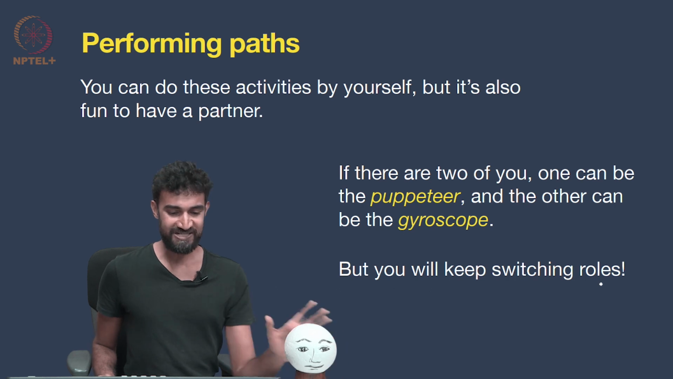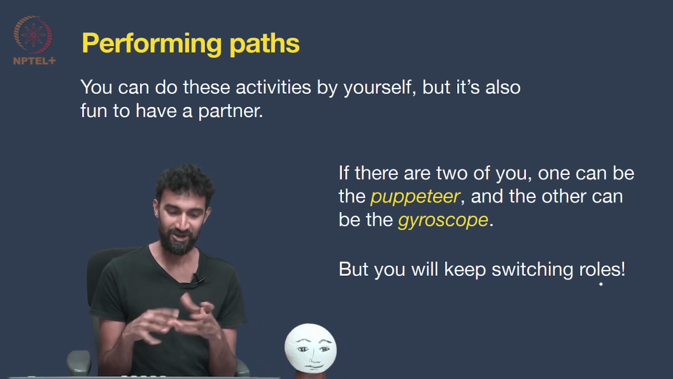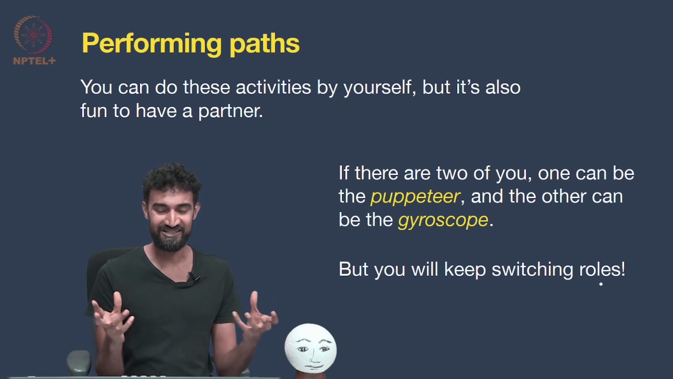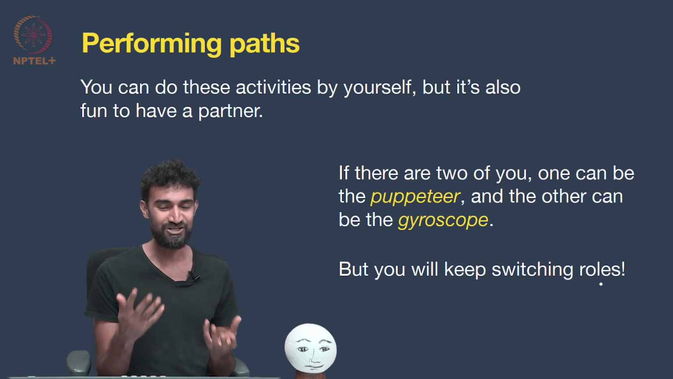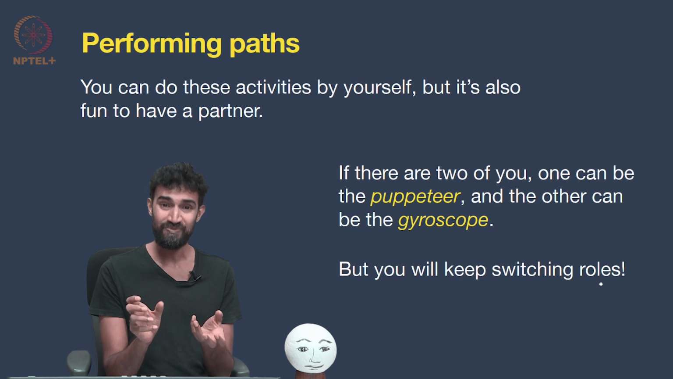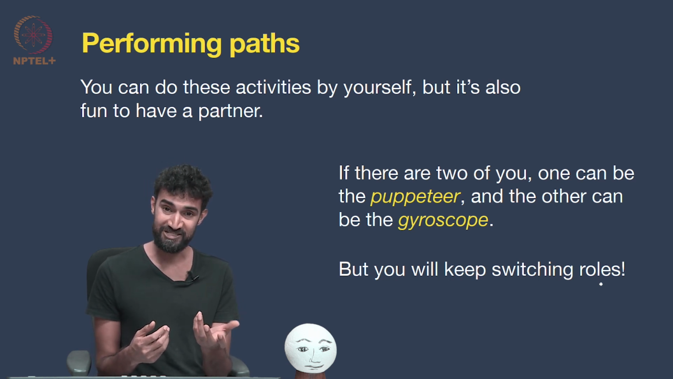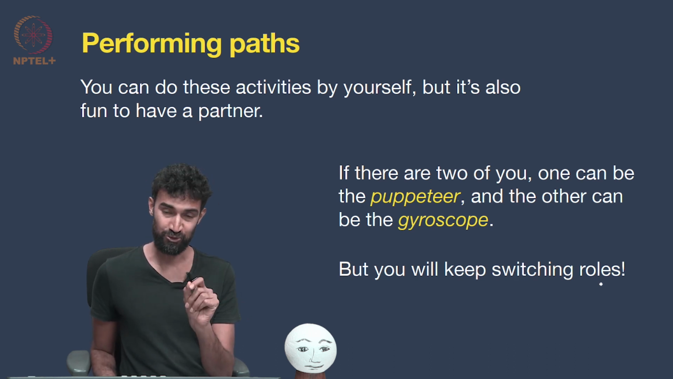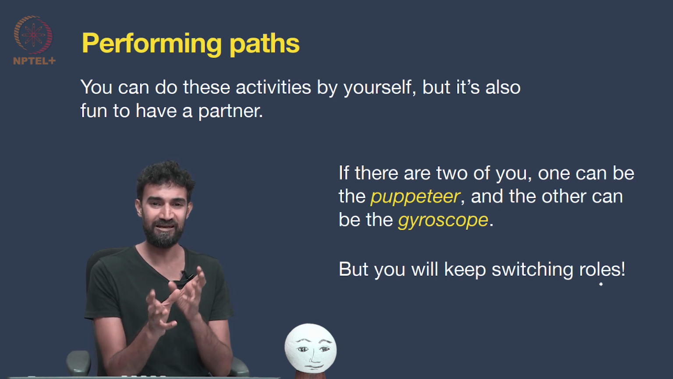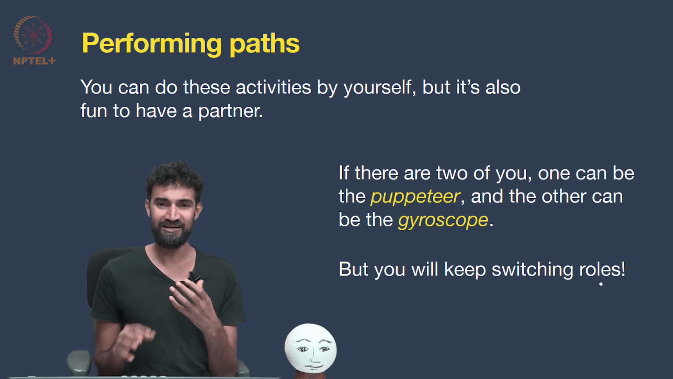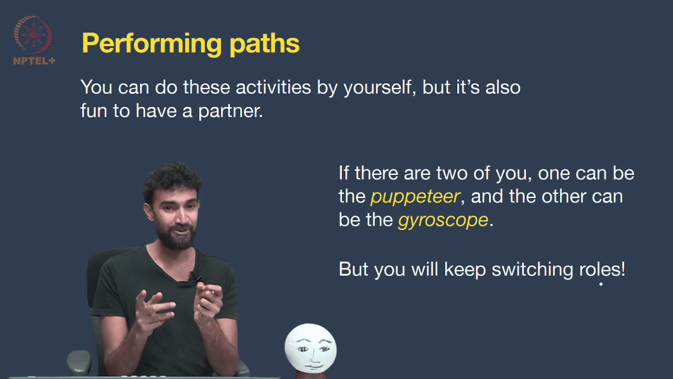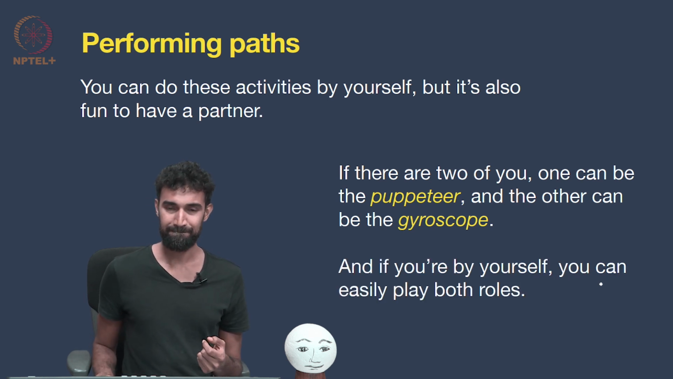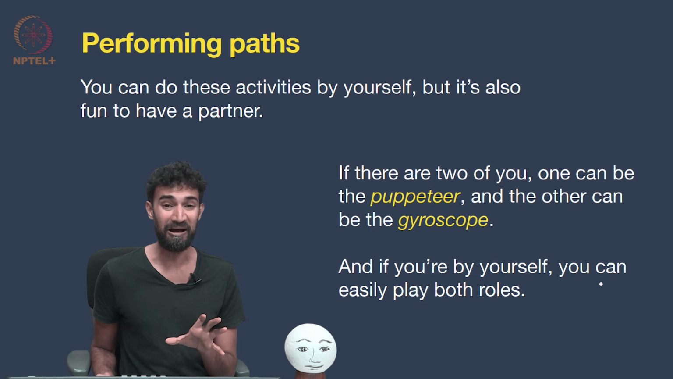For these activities, you can do them by yourself, but it's also fun to have a partner. So if there's more of you in the room, then it's a great idea to group yourselves up. When I do this with a classroom or a live audience, I like to group people up into pairs of 2 and let one person be the puppeteer, one person be the gyroscope. If you're doing it by yourself, you can easily do both roles simultaneously, but if we break it up, that also works nicely. And if one person is the puppeteer and one is the gyroscope, you can keep switching roles for each activity, so nobody misses out. And it's easy to do both, so don't worry if you're by yourself.